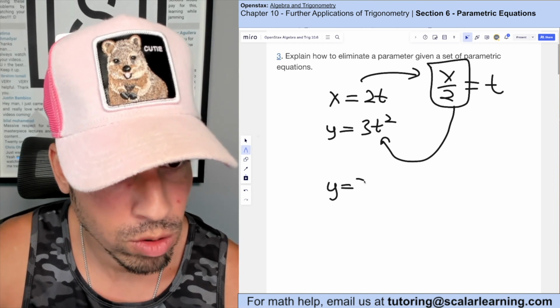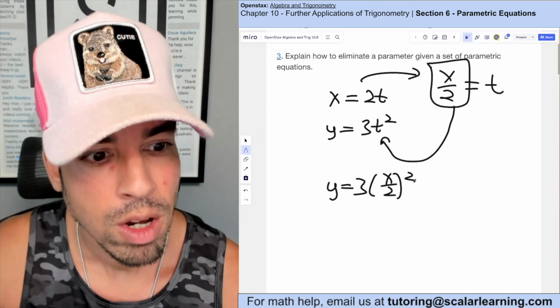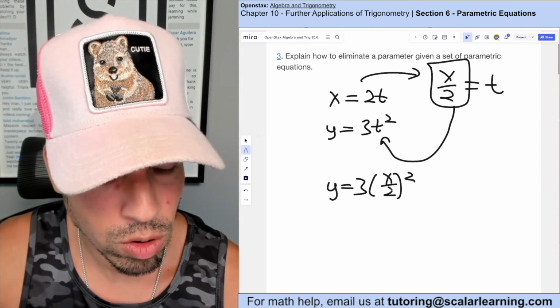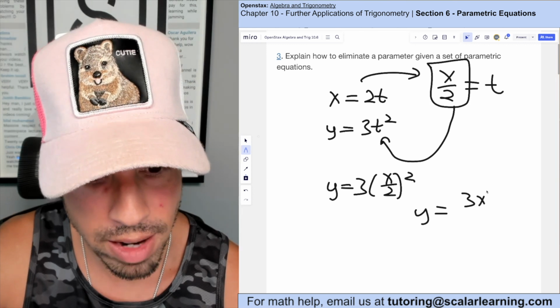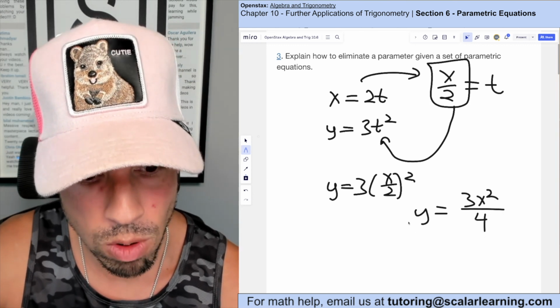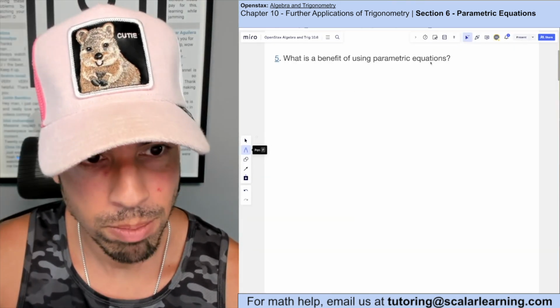And then we have y equals 3 times x over 2, squared. And of course, we can simplify this. That's x squared over 4. So we end up with y equals 3x squared over 4, for the win. That's how you do it. Done. What is the benefit of using parametric equations?